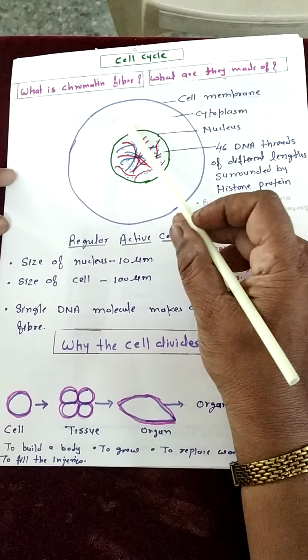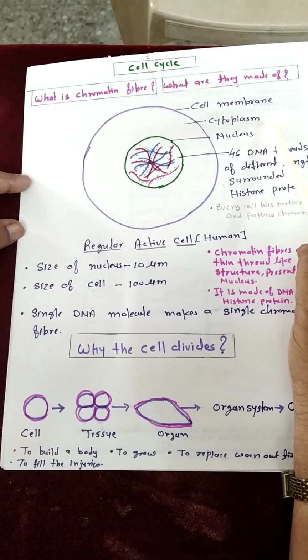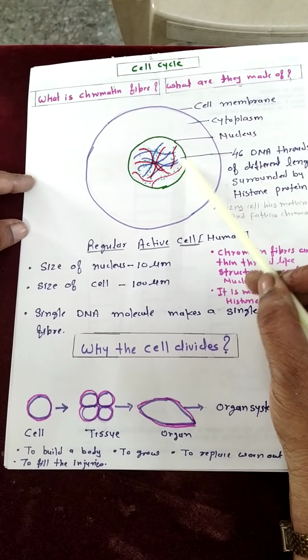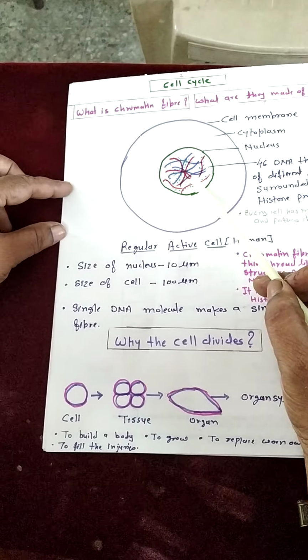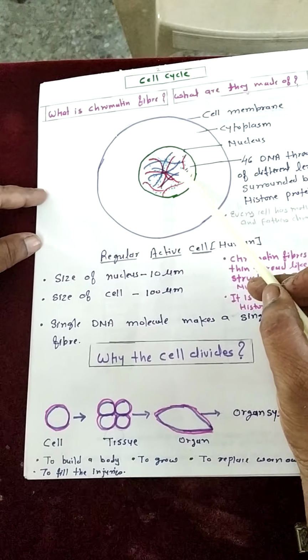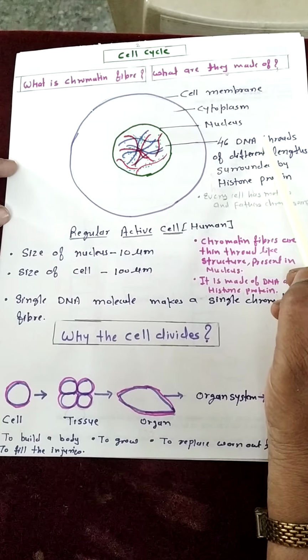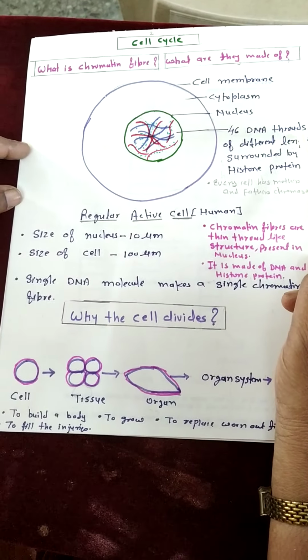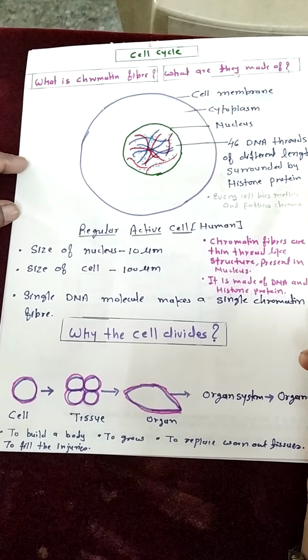This is the cell membrane. In the cell there is a jelly-like material that is called cytoplasm, and here is the prominent structure, that is the nucleus. Here you can see the thread-like network, thread-like structures, and some dotted portions I have mentioned here. These thread-like structures are the DNA threads, and these dotted structures are the histone proteins.